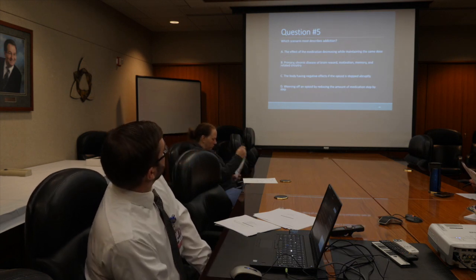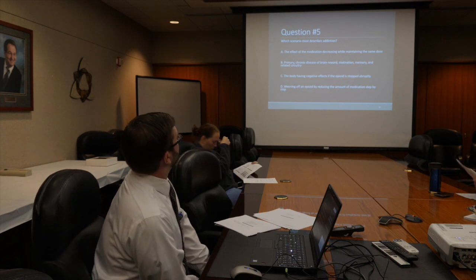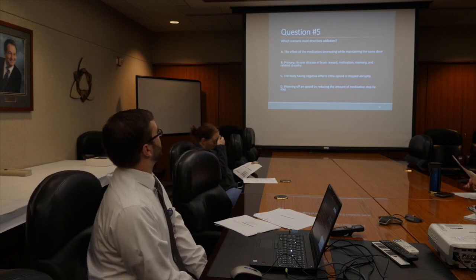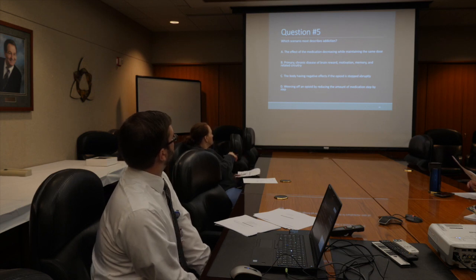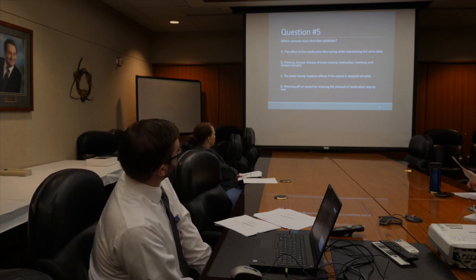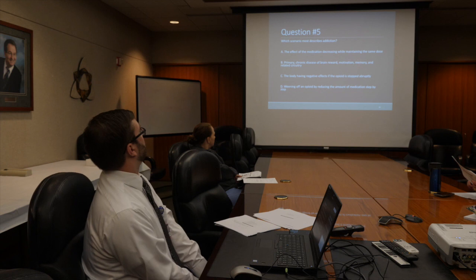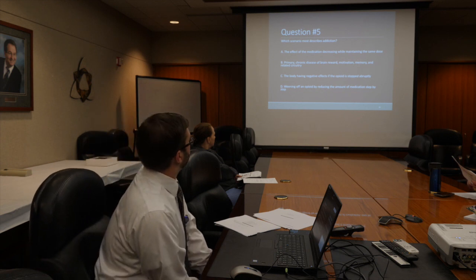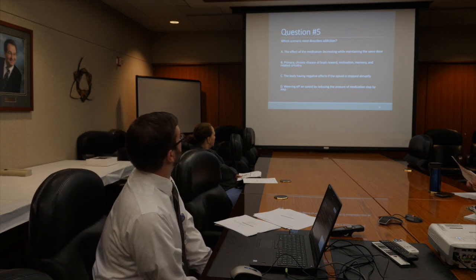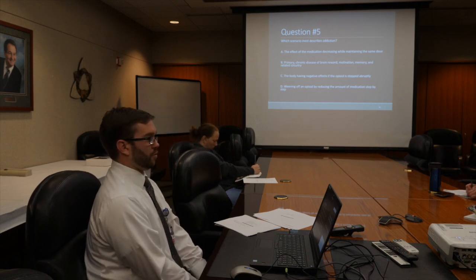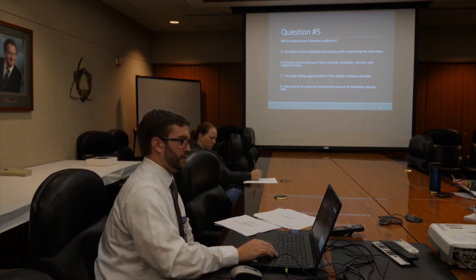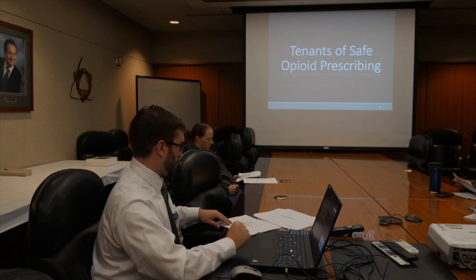Question 5, which scenario most describes addiction? A: The effect of the medication decreasing while maintaining the same dose. B: Primary chronic disease of the brain, reward, motivation, memory, and related circuitry. C: The body having negative effects if the opioid is stopped abruptly, or weaning off an opioid by reducing the amount of medication step by step. B. Yeah, we're going to be looking at B there. Chronic disease of reward, that positive feedback loop, and then kind of just spiraling out of that.